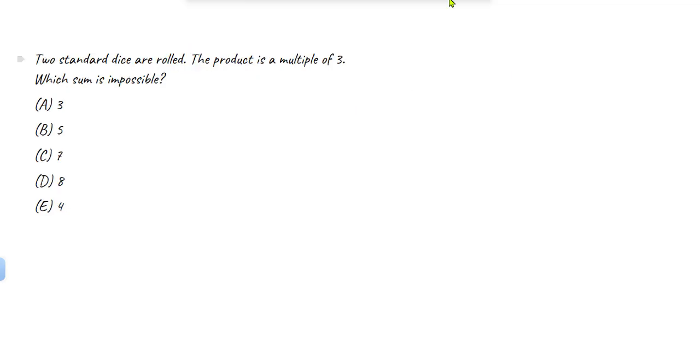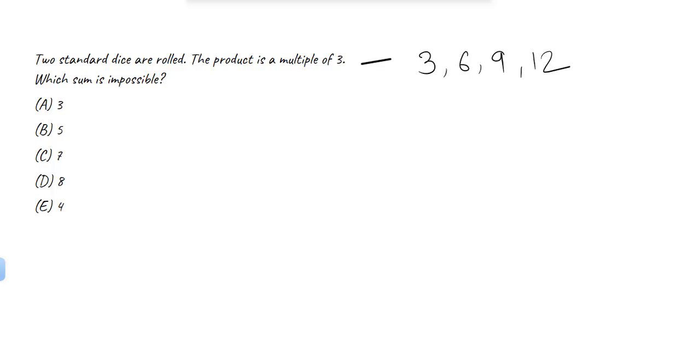Let's see this question. Two standard dice are rolled and the product is a multiple of 3. Which sum is impossible? Now here the product is a multiple of 3, meaning it should be 3, 6, 9, 12, and so on. Now let's see the possibilities. To get a sum of 3, the first die has 1 and the second die has 2. The product of this is just 2.